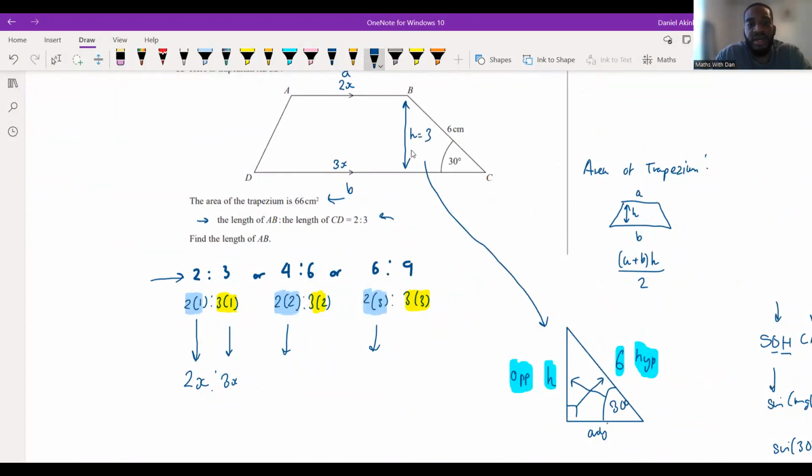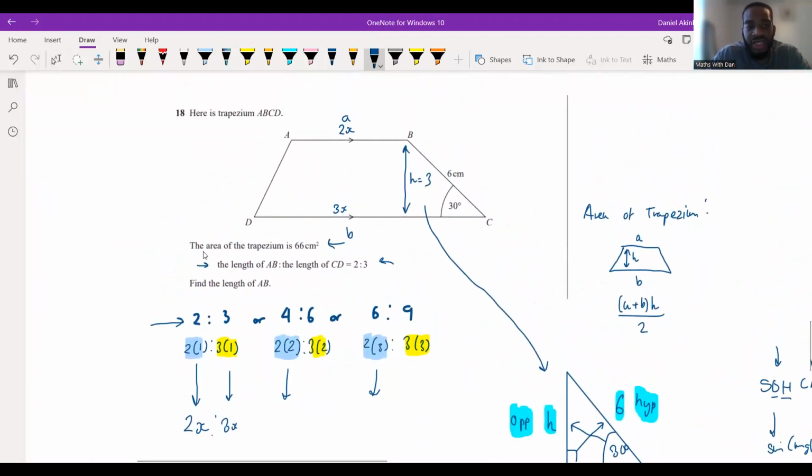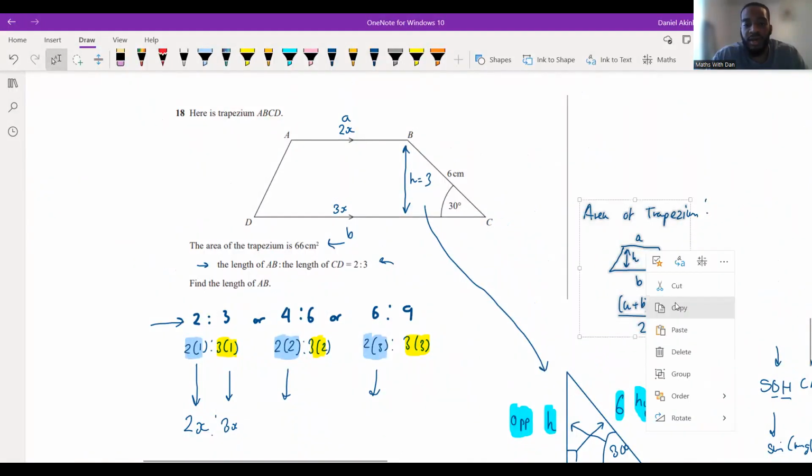Perfect. Now we're in business because the question told us that the area of the trapezium is 66 centimeters squared. We now have all the tools we need to create an expression for the area of the trapezium, right? Remember, it was this formula here. I'm going to copy this here.